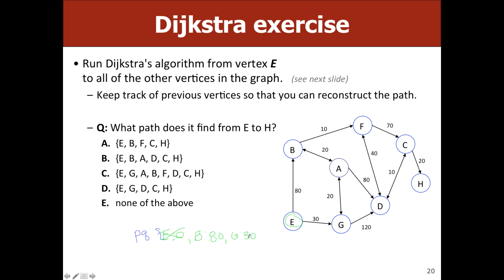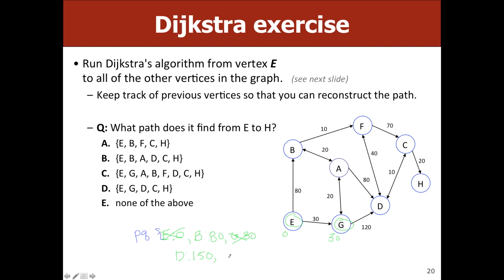Which one do we dequeue? G, because G has lower cost. So we'll dequeue G. What do we enqueue after looking at G? D, so D gets enqueued with priority 150, because it took 30 to get to G, and then it takes another 120 to get from G to D. So that's a total cost of 150. So we'll say this one's 0, this one's 30.